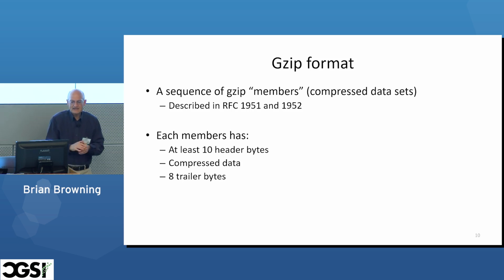And it consists of what the specification calls members. The specifications are listed here, RFCs 1951 and 1952. It starts with at least 10 bytes of header data, then the compressed data, and then 8 trailing bytes. So it consists of these blocks. And this gzip is a prototype black box. You don't have to know how it works, you just use it. It's wonderful. We'll look a little at how it works, just so you understand why it does a fairly good job compressing sequence data.